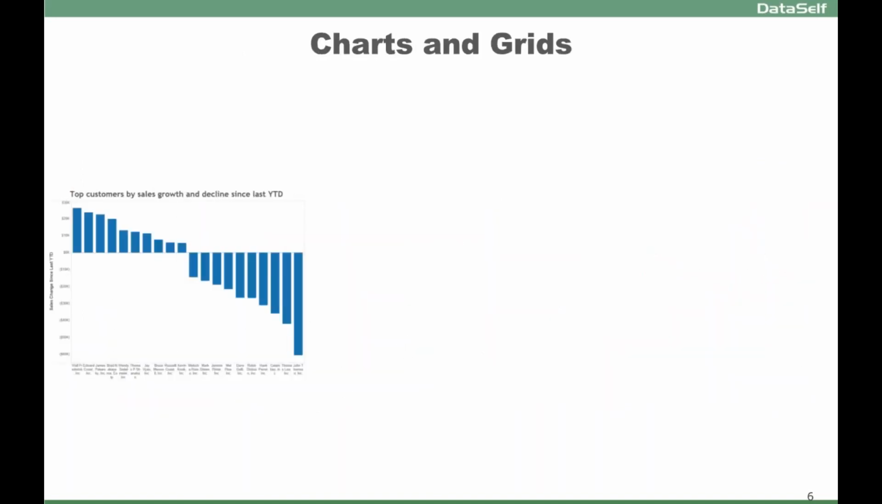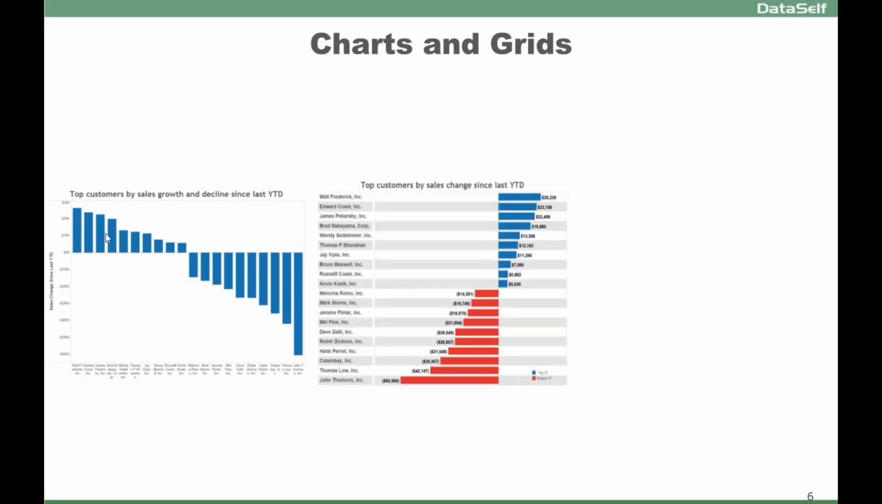I've talked about this before, but this report is showing top customers by sales growth and decline since last year to date. These are the customers who grew the most in sales. These are the ones who declined the most in sales on a year-to-date basis. Very hard to read this report. You have to read the customer, go to the top. Not great. Eventually, this became something like this.